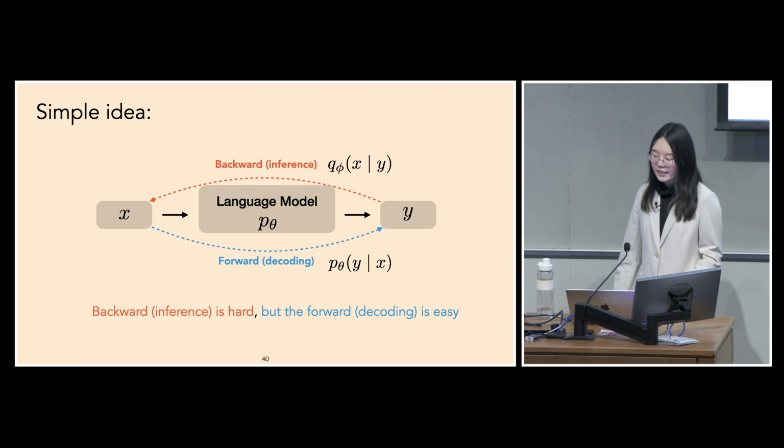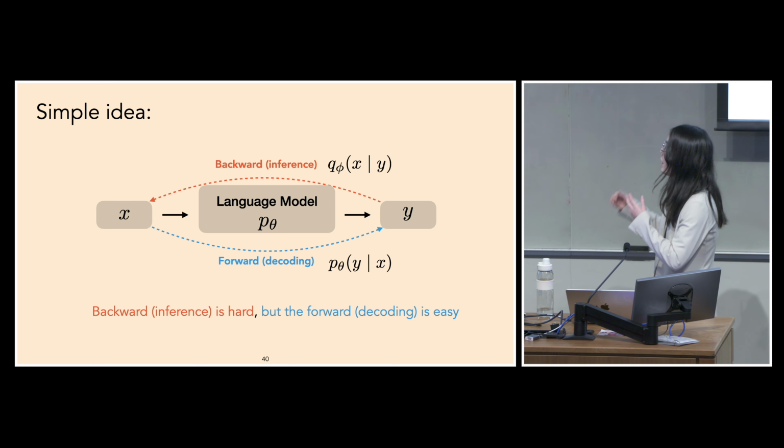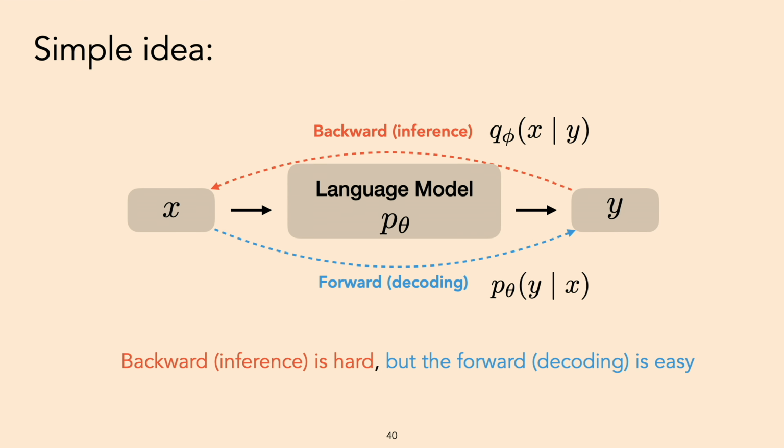So one intuitive idea is to learn to reverse the language model. Let's look at this problem structure. The forward direction is very simple and tractable. This is essentially how we decode from the language model. The backward direction is hard, and this is what we're trying to estimate.